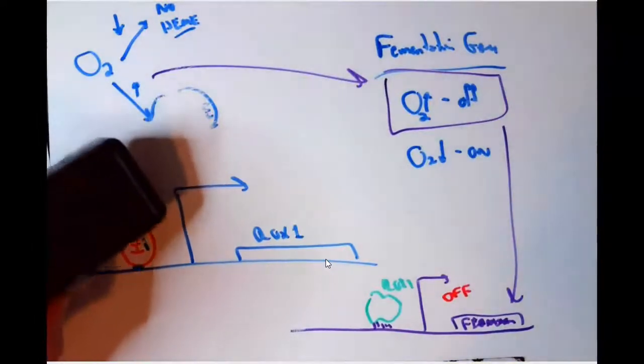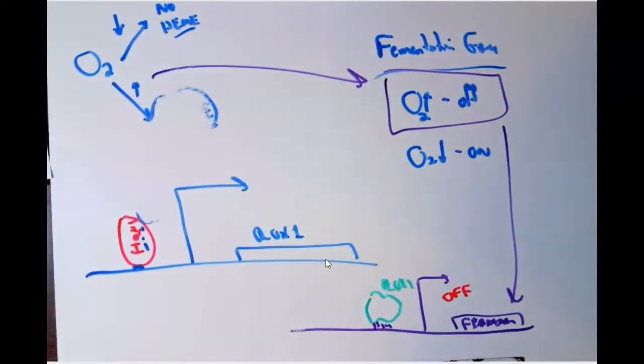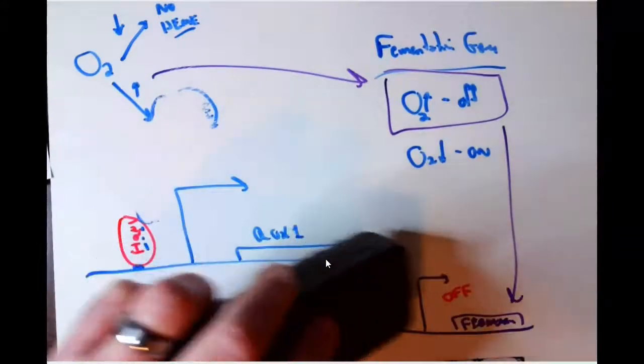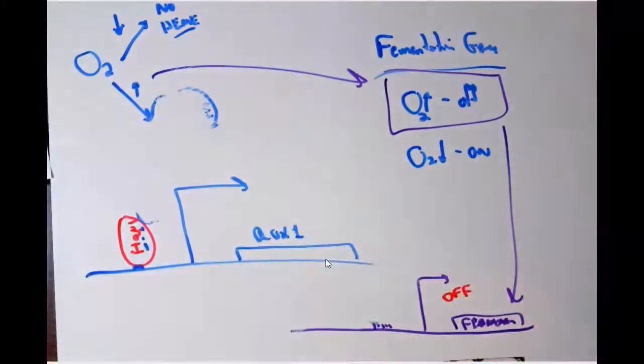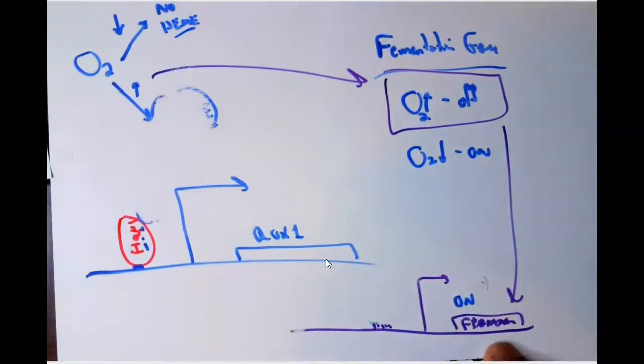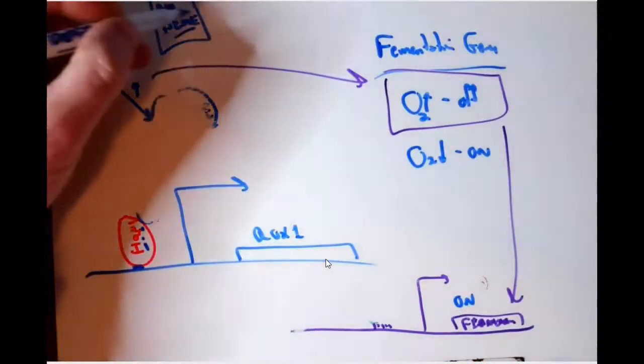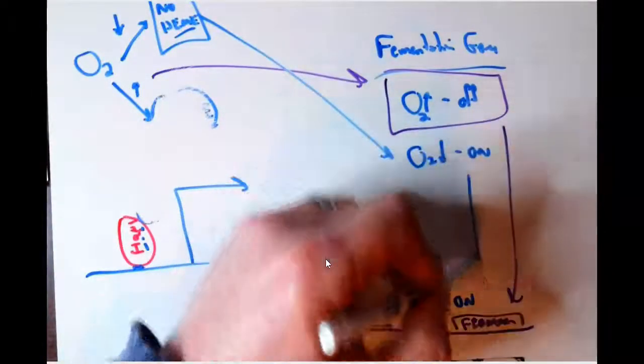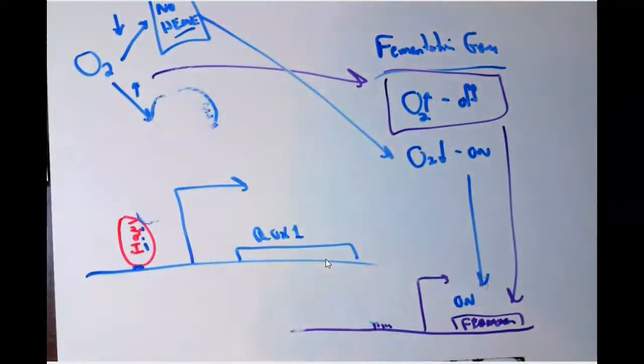If there's no more heme around, HAP is no longer active. If HAP is no longer active, then ROX1 is no longer expressed. And if ROX1 is no longer expressed, then the fermentation genes revert to being on. When there's no heme and low oxygen, the fermentation genes are on. Perfect. So this is coordinated regulation.